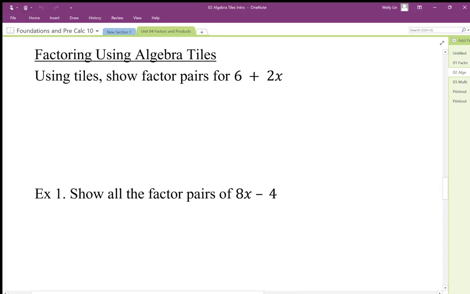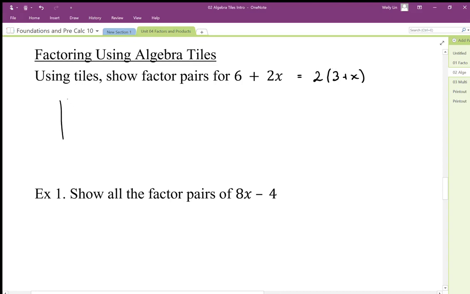If I were to factor this, factoring means I find a greatest common factor first. That's always the first thing I do when I factor. The greatest common factor, or the divisor that will divide into both of those, is 2. So I can factor this into 2 times 3 plus x. Okay, so this would represent my area, and this would represent length and width. So what does that look like?